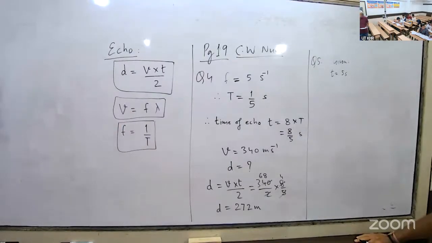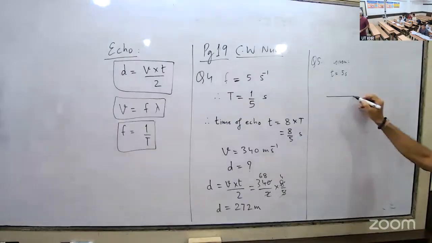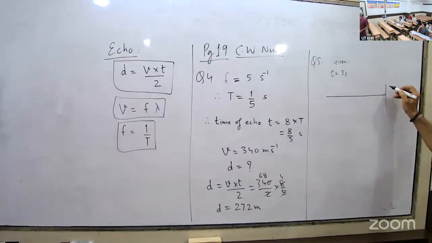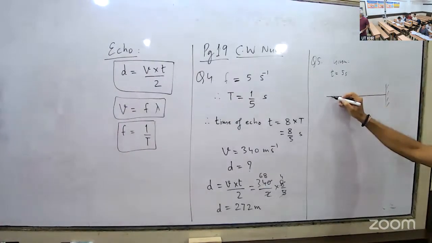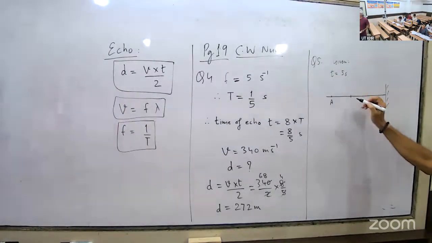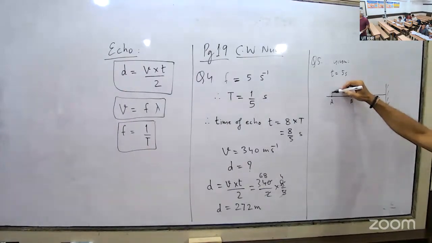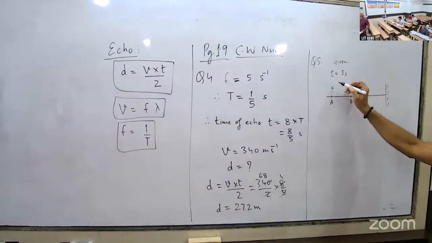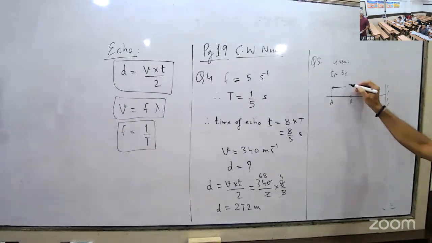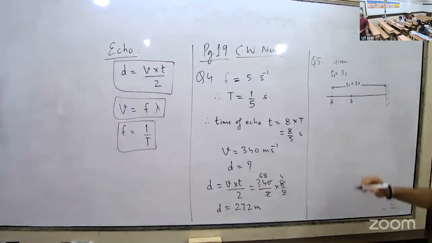Man then moves 310 meters towards the hill and fires the gun again. So it's like this. Let us call this point A. This is point B. So first when he fires the gun here, T1 is equal to 5 seconds. First echo is heard after 5 seconds.